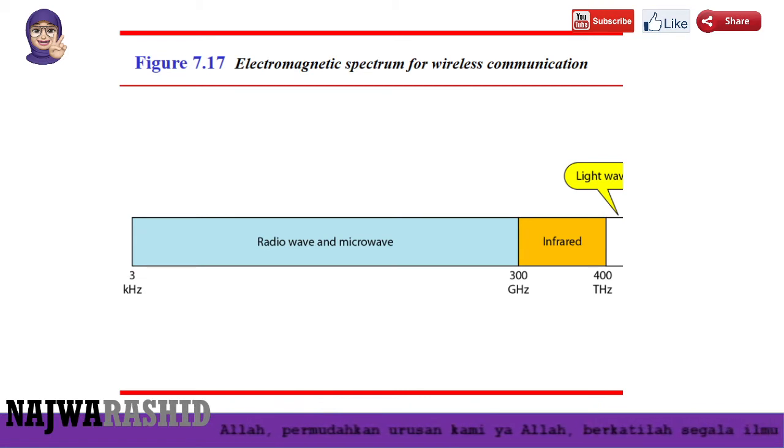So these unguided media have their own frequencies. The electromagnetic spectrum for wireless communication starts at 3 kilohertz, until 900 terahertz. 3 kilohertz until 300 gigahertz belongs to the radio wave and the microwave. 300 gigahertz until 400 terahertz belongs to the infrared, and the rest belongs to the light wave. So you should remember this electromagnetic spectrum.